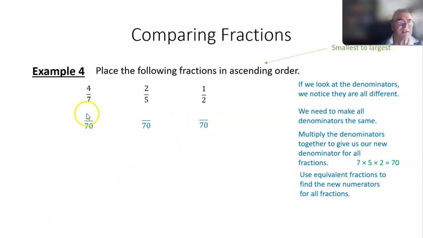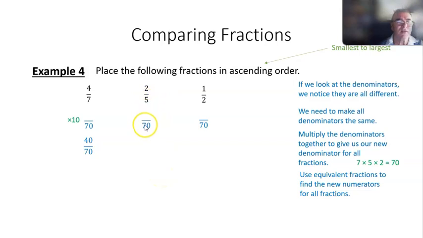So how do I change this 7 to a 70? Well, I've got to multiply it by 10. 7 times 10 is 70. Or we could just go 5 times 2, these other denominators here, to remind us 5 2s are 10. So we're doing 7 times 10 is 70. We have to multiply the numerator by 10 as well, so 4 times 10, and that gives us 40 out of 70. We need to do a similar thing with the other two fractions, so let's take 2/5.